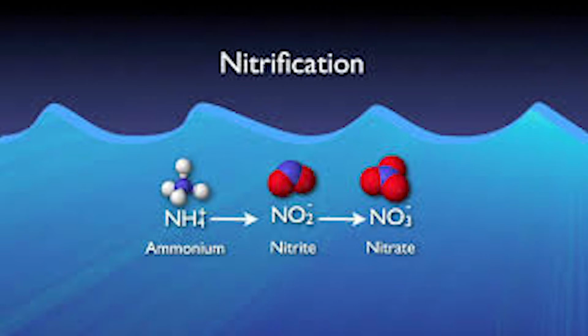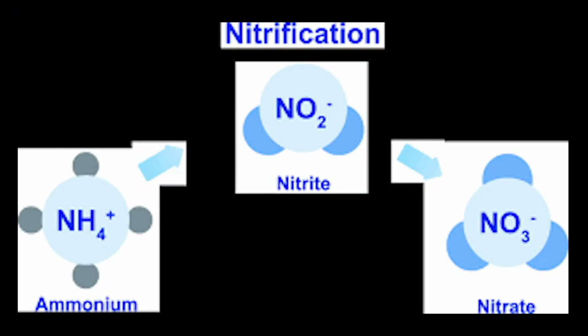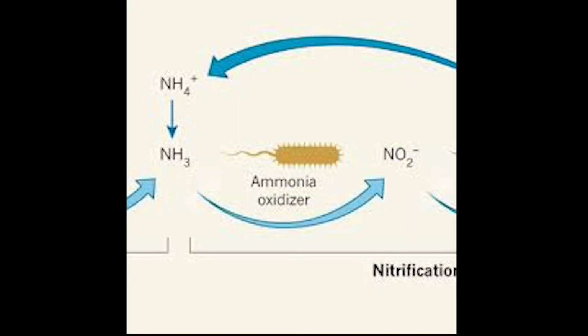The process where we get the conversion from ammonium to nitrate, and the ones responsible for doing it are the bacteria that we find in the soil. The process starts with the oxidation of ammonium, and it is important because ammonia is very toxic for plants. This is what we call nitrification.